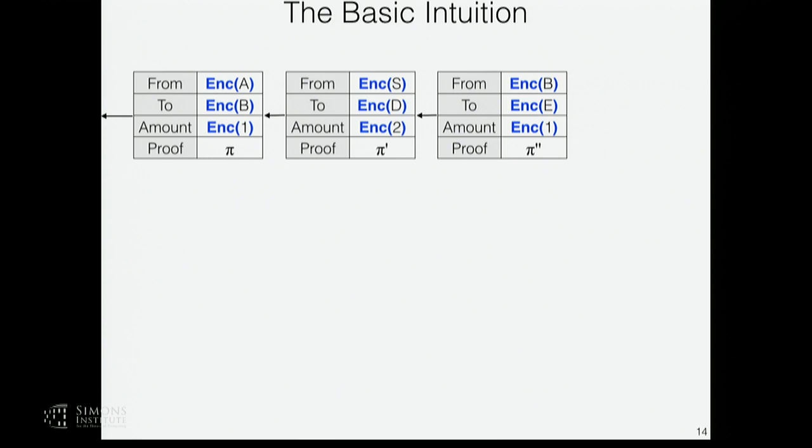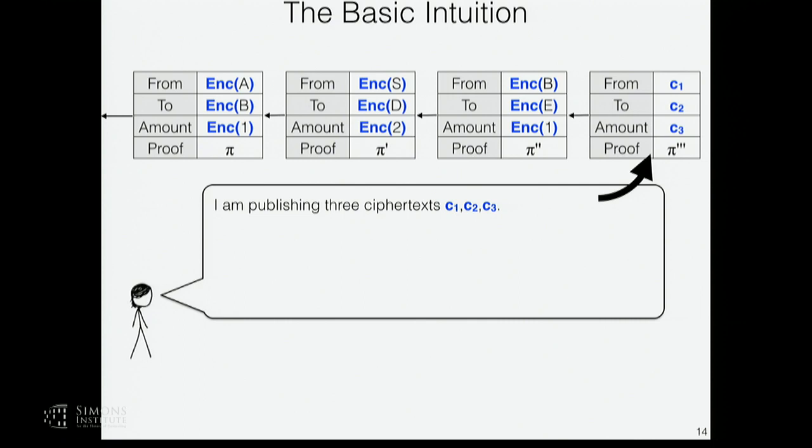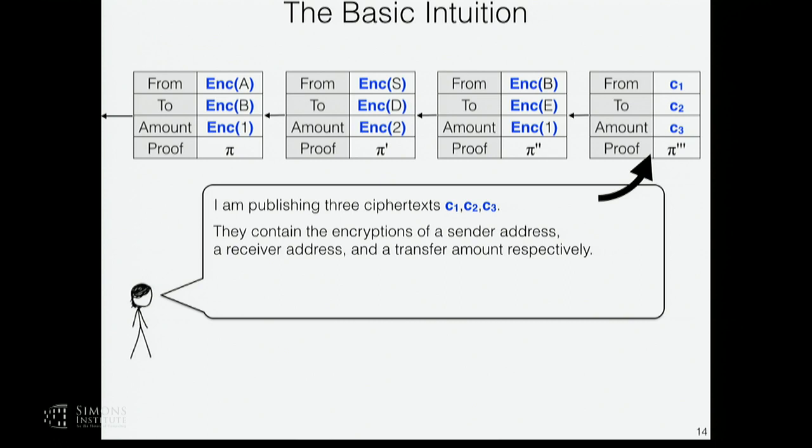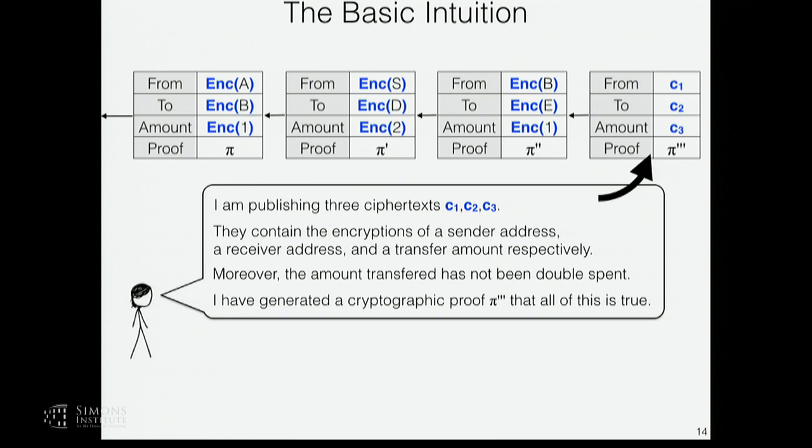So the way it would look is, when Alice produces her transaction, she's going to say, hey, I'm going to publish three ciphertexts. They contain the encryptions of a sender address, a receiver address, and a transfer amount. Moreover, the amount transferred has not been double spent. And here's a cryptographic proof that all of this is true.